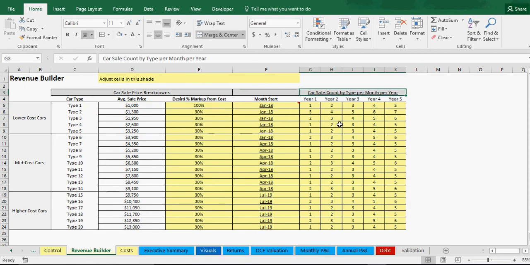And then we have the car sale count you project. So this is saying, in year 1, you plan on selling one of type 1 car a month. So in total for the year, you'd be selling 12 type 1 cars. You'd be selling 3 type 2 cars a month, which would be 36 cars a year for type 2. But that's how that logic goes, so you can scale out how many cars per month you plan on selling of each type. And then you can change it for year 1 through 5.